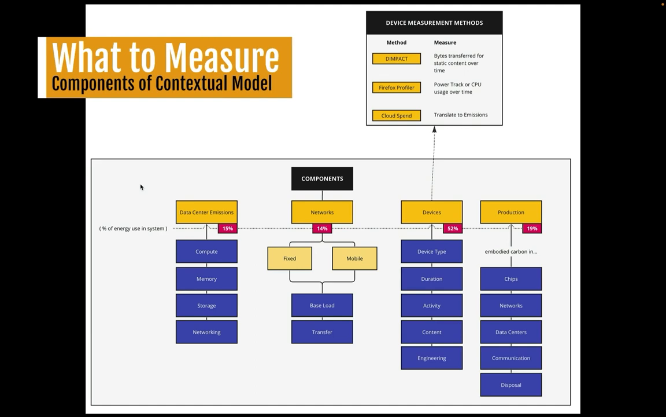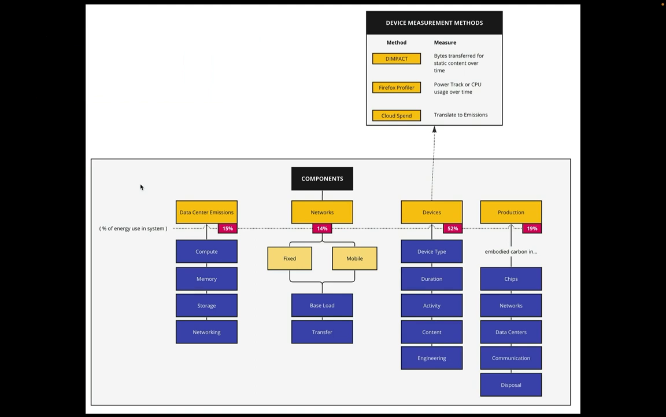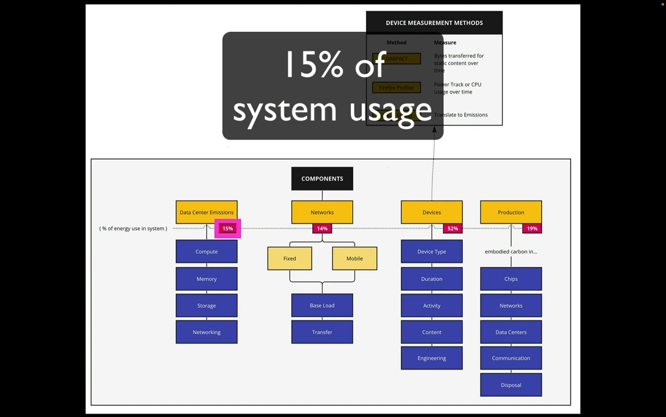So for the sake of better understanding that contextual model, let's take a look at some of the components that would go into a system that we could measure. There are several different categories that the components of measurement of a website fall into. There's the data sender, which consists of the compute, memory, storage, and networking involved in delivering website content to the user. And by common estimates, this is about 15% of the total system usage.